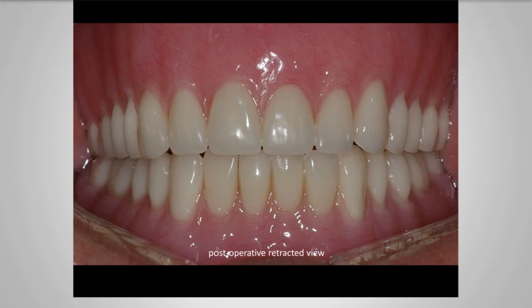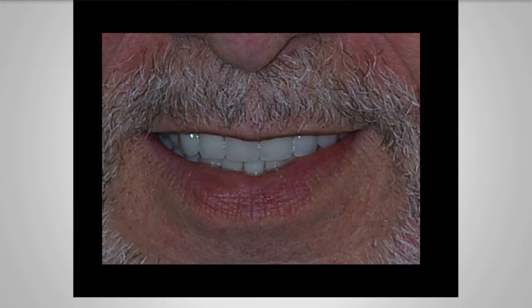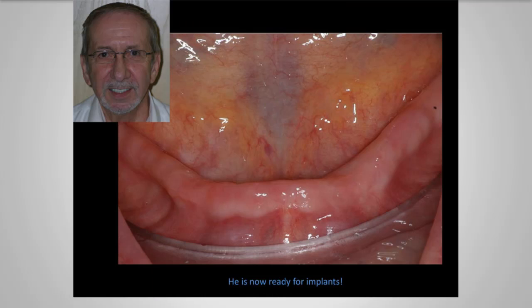So we went ahead and had the lab process within a couple days, and this is what the retracted view of his new upper and lower denture looked like. Notice, in comparison to his old denture, not only did we correct the bite, but we increased the vertical dimension. Patient's new smile is bright and functional. However, he still wanted to have some stability in the lower denture. Because of this, we recommended the small diameter implants, and he was now ready to have the small diameter implants placed.